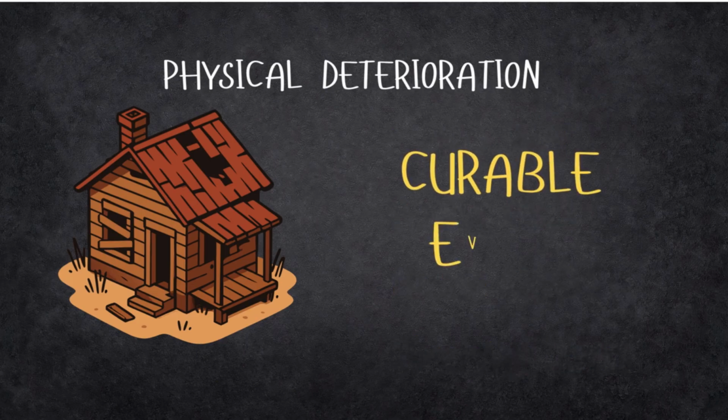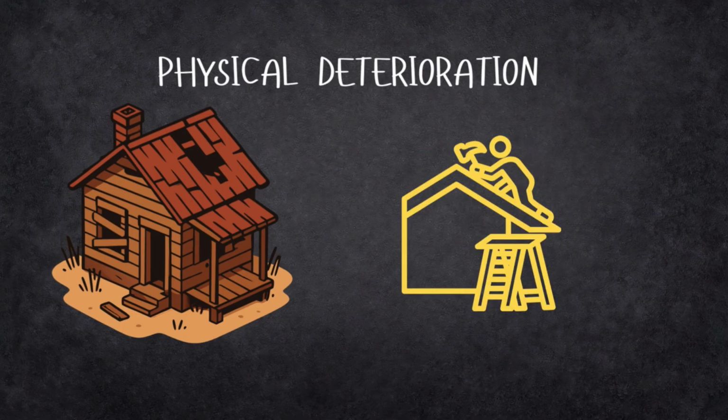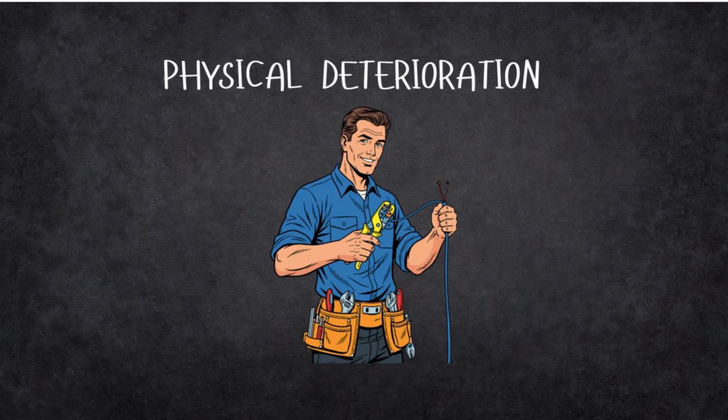Now here's a very important test concept. Physical deterioration is considered a curable event. That means it can be fixed, and fixing it could increase the property's value. For example, replacing a roof, repairing plumbing, painting the house. Basically, if the cost to repair something is reasonable and adds value back to the property, it is curable.